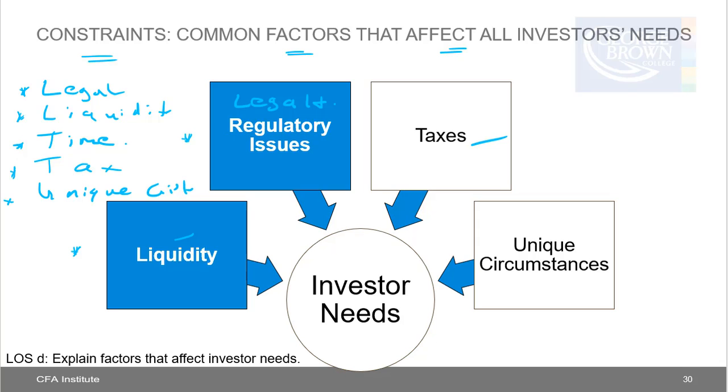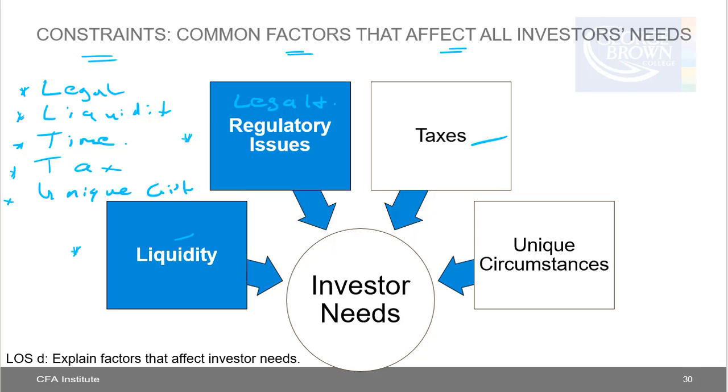Moving to an institution, for an institution the liquidity constraint typically reflects the institution's liabilities. For example, a pension fund may expect to begin experiencing net cash outflows at a particular point in the future, i.e. when pension payments exceed new contributions to the plan, and thus will need to sell off some of the portfolio investments to meet those needs. Okay, so we saw that in a question in the learning ecosystem: for a pension plan, sometimes they're going to need to sell off some of the investments to meet liquidity needs when the pension payments are exceeding the new contributions to the plan, okay?